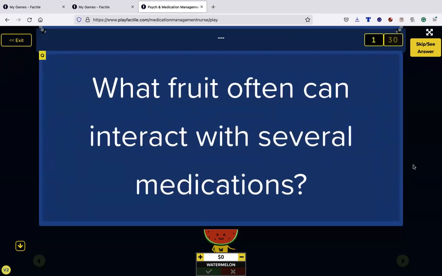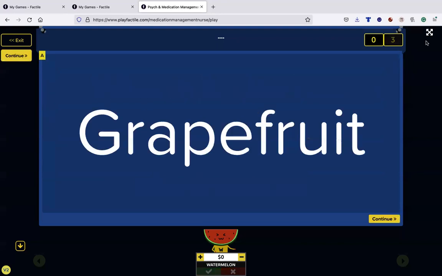Okay, this is important, and this is one that I saw. That's why I decided to just do the whole thing. What fruit often can interact with several medications? If you really looked at several, not just psychiatric medications, it will say on it, don't take with grapefruit. The reason being, it does one of 2 things. It either speeds up how the medication's working, or it slows it down. So the metabolism of it. And it's grapefruit. That's the answer. Not orange juice, but grapefruit specifically.